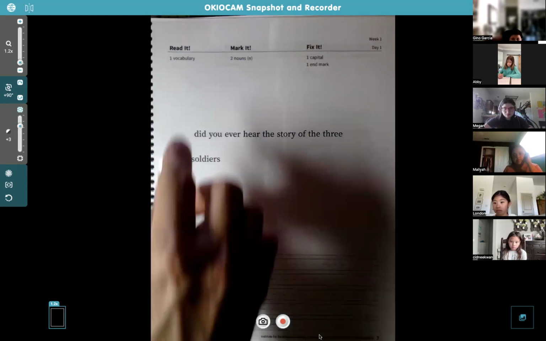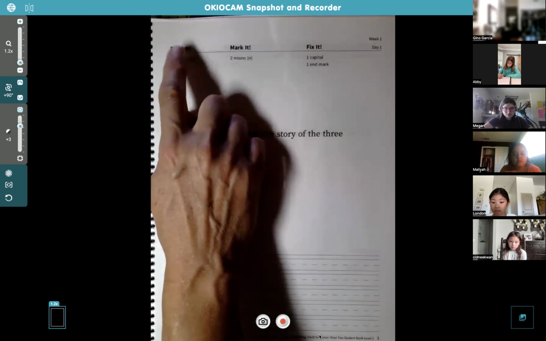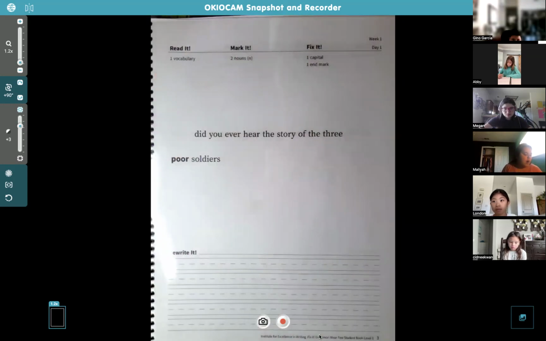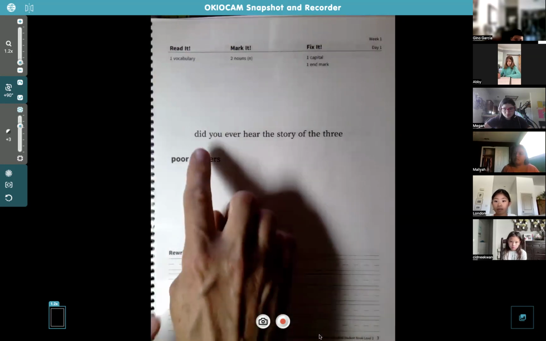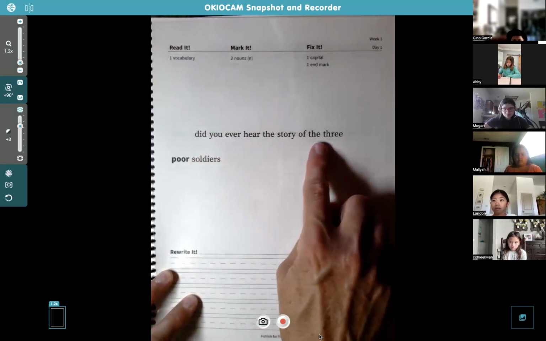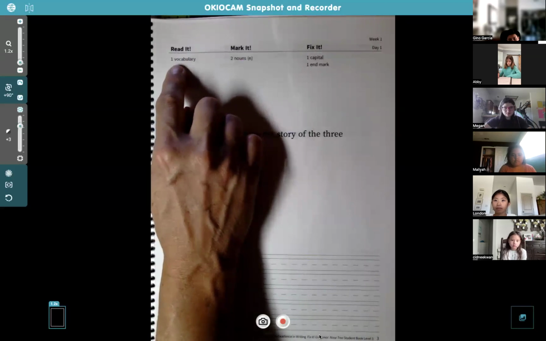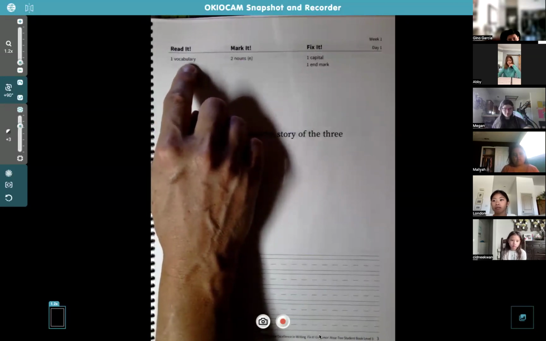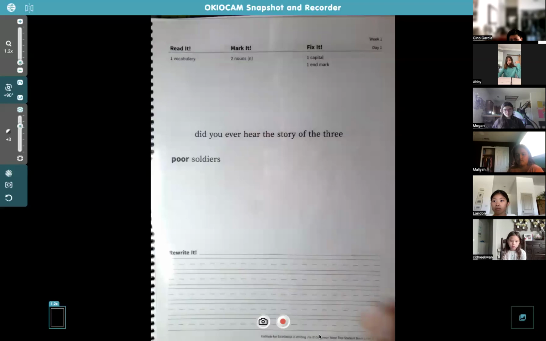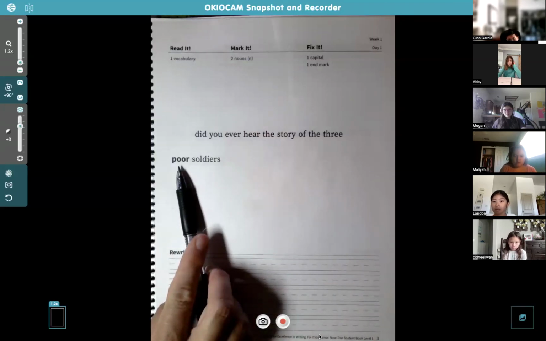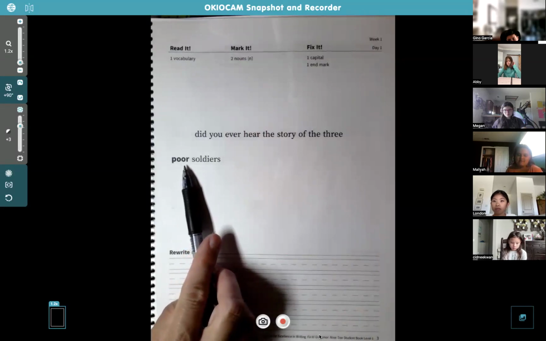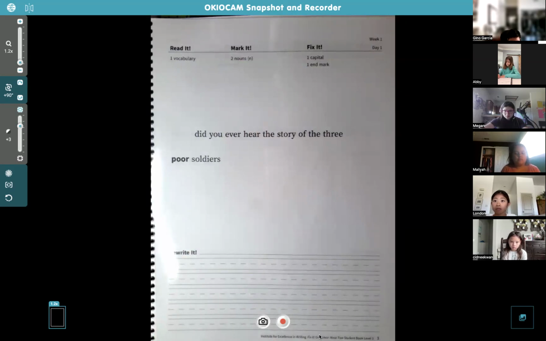Perfect. Okay. So the first thing we're going to do is read the sentence. It says read it up here. And so I'll read it for today. It says, did you ever hear the story of the 3 poor soldiers? That's the sentence. And then underneath where it says read it, it says one vocabulary. That means there's one vocabulary word in the sentence. And the way to know which one it is, it's bold or dark. Okay. The word poor right here. See how it's darker than the other words? That's because it's the vocabulary word.